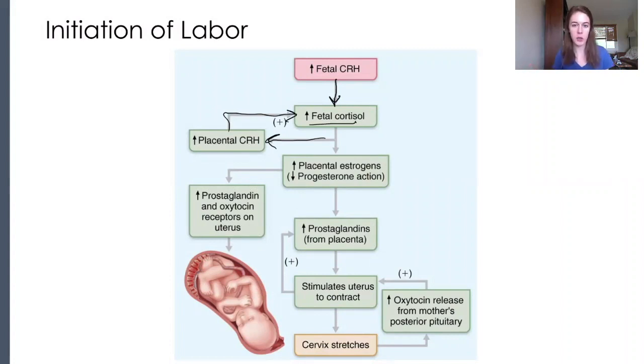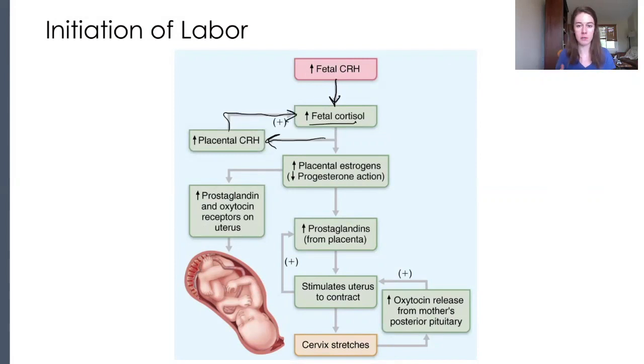Increased cortisol is going to cause higher levels of estrogens and lower levels of progesterone. Progesterone is what maintains the hardened cervix, preventing the cervix from becoming too loose and allowing a premature birth or a spontaneous abortion. That's why you have high levels of progesterone, or one of the main reasons.